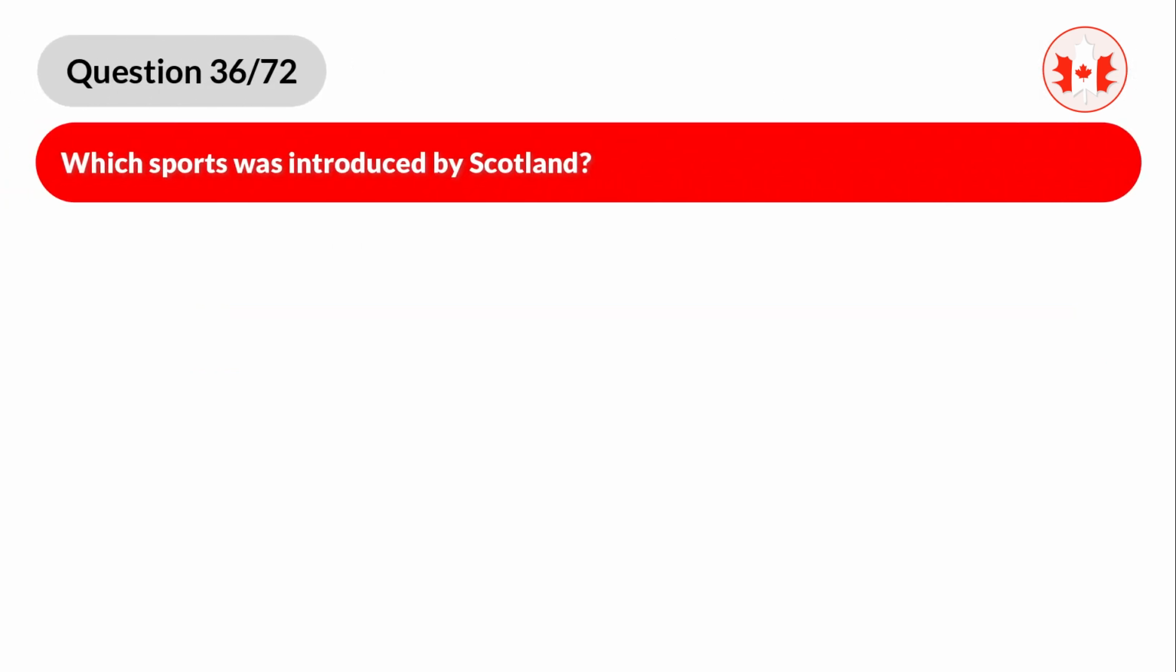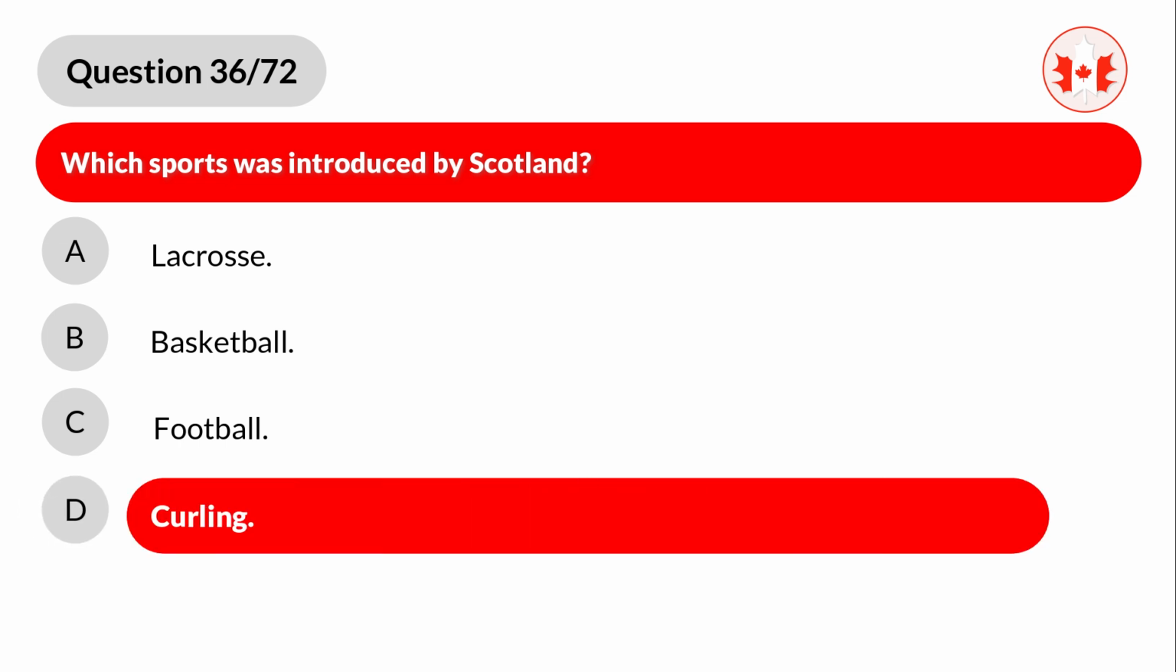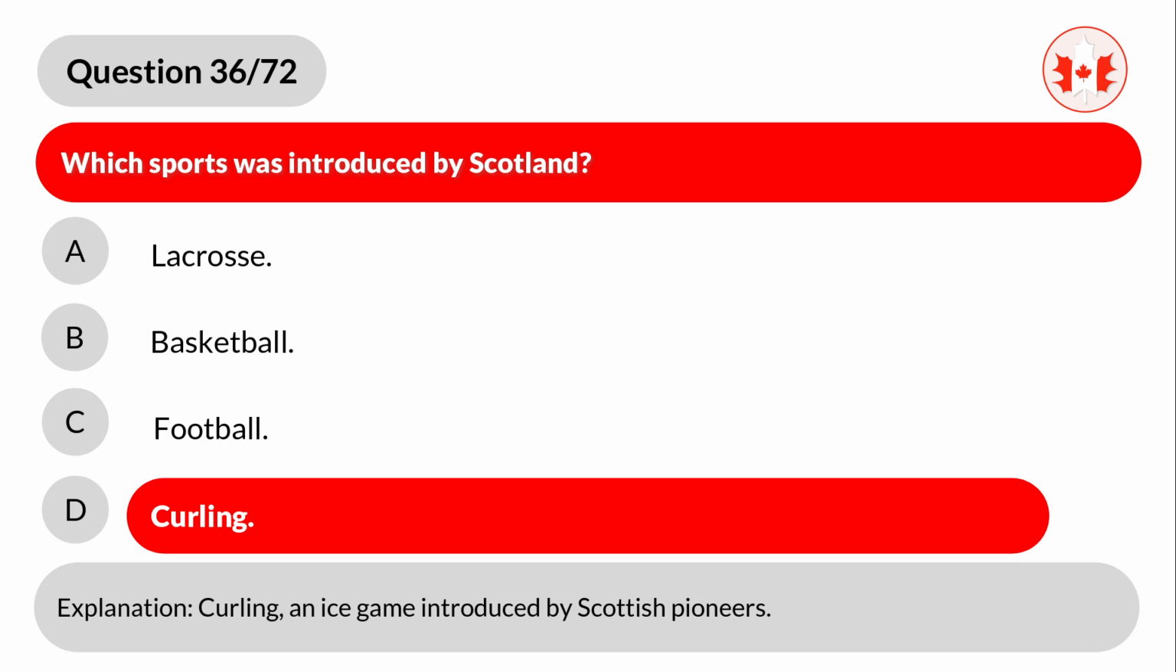Question 36. Which sports was introduced by Scotland? A. Lacrosse. B. Basketball. C. Football. D. Curling. The correct answer is D. Curling. Explanation: curling, an ice game introduced by Scottish pioneers.